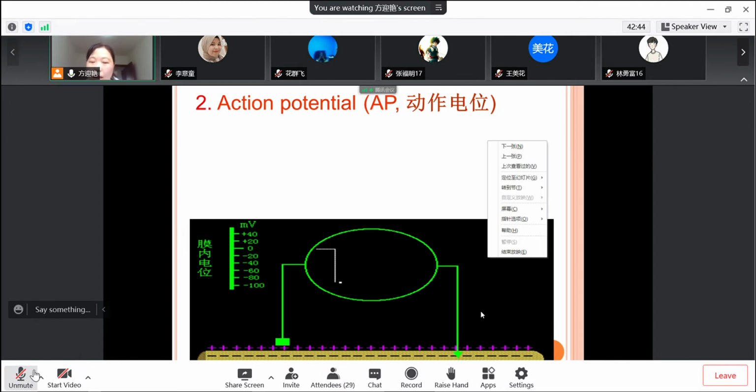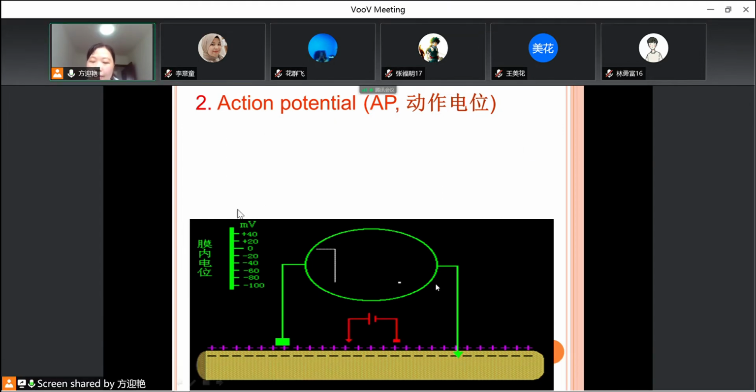Then we can see here that the insertion is very light, so it is like there is no stimulation. The degree of stimulation is very low, so it shows there is no stimulation. And in this recording we found that the membrane potential inside is lower than outside.